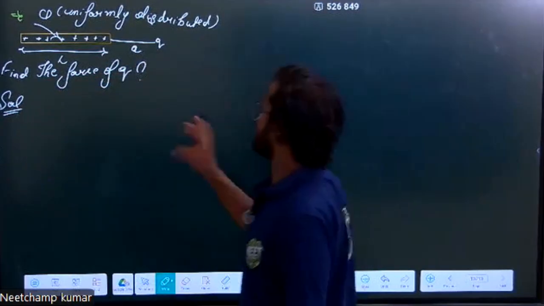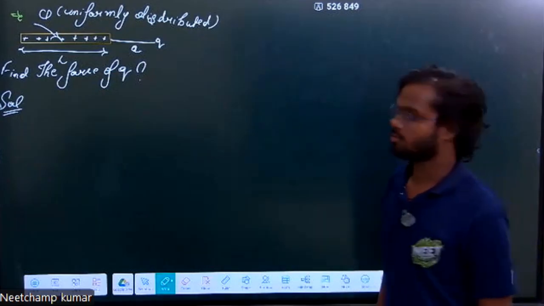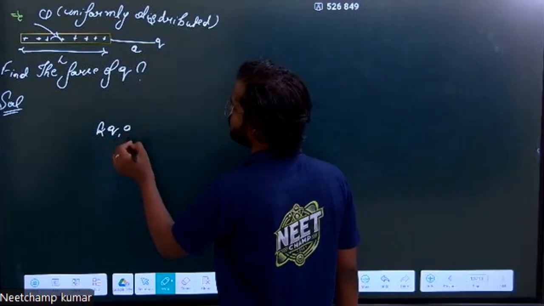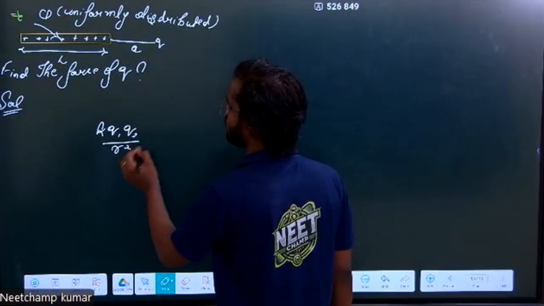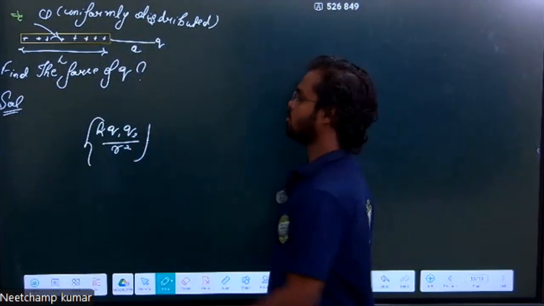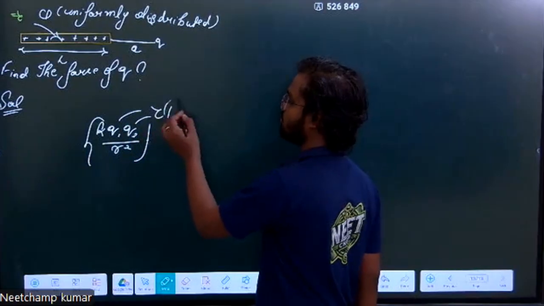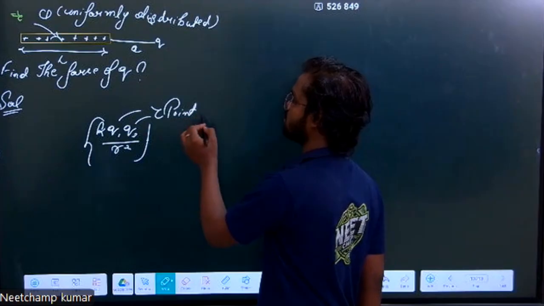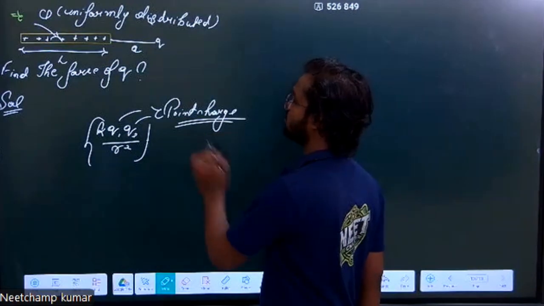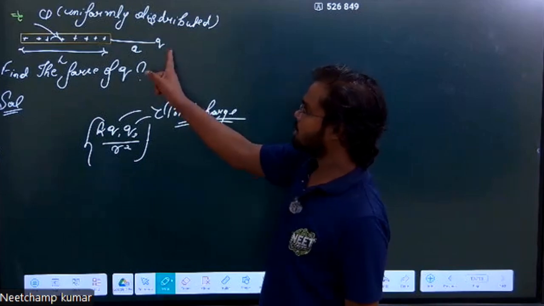We cannot apply the formula over here, because the formula we have learned, k q1 q2 by r square, is valid when q1 and q2 are point charges. When they are point charges, no problem. This charge is a point charge.